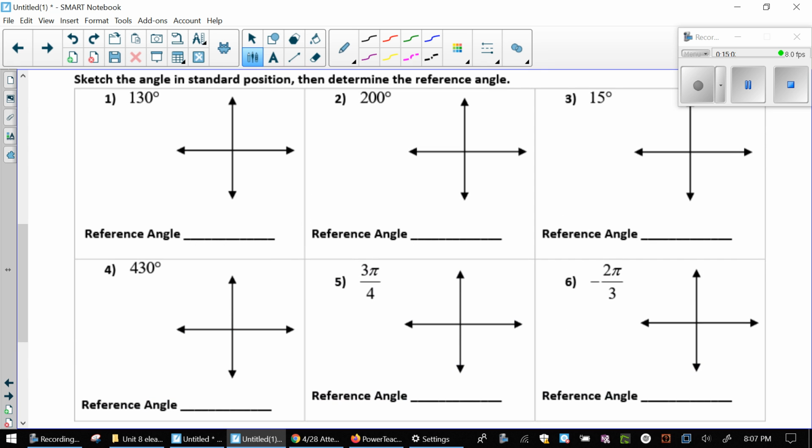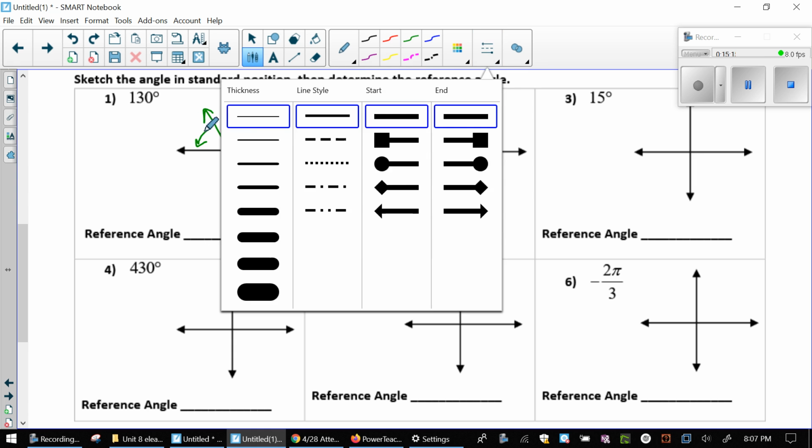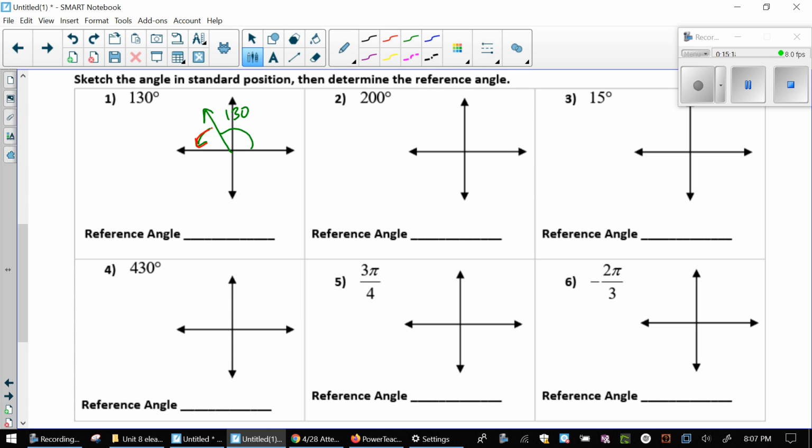So let's do a couple here. So here's 130. 130 is going to go past 90, be right there. That's 130 degrees. So what we want to think about is the difference to get down to my x-axis right here is going to be 180 minus the angle. So to get down to my x-axis is 50 degrees. That's our reference angle. That's all you have to do. Just make sure, remember, always think about it to the x-axis.